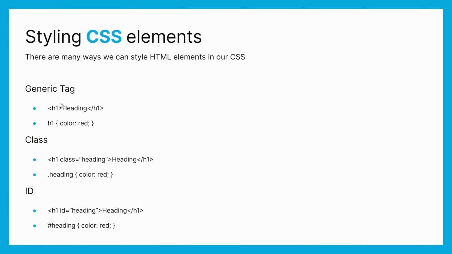How do we use these? For the generic selectors, we just reference the element. For the class name, it's the same thing, but we just add a class to the element that we want to work with, and then we use a dot before adding the class name in our CSS. And then for IDs, we add an ID to our element, and then we use a hashtag, and then the ID name to reference it in our CSS.